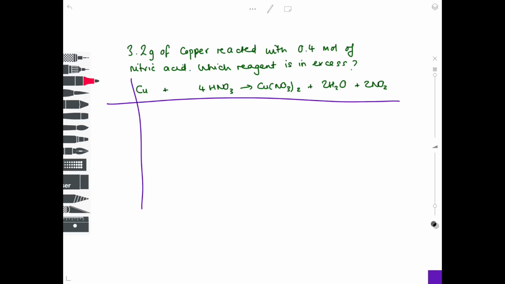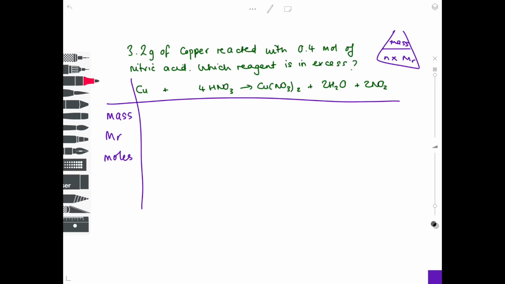3.2 grams of copper reacted with 0.4 moles of nitric acid. Which reagent is in excess? Don't worry too much about this. We're going to use the same method as always, which is the table format. So we're going to write mass, MR and moles down the left hand side. And remember our triangle, which I'll put here, which is mass at the top, number of moles and MR.